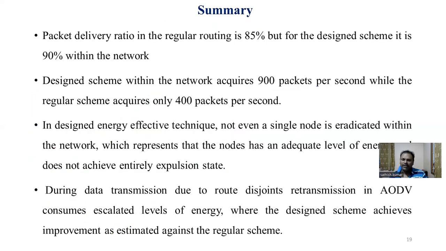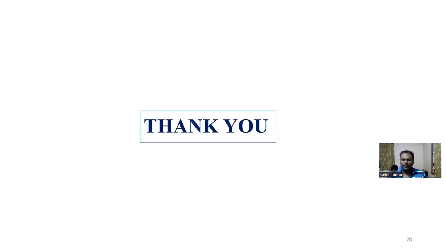In summary, the packet delivery ratio in regular routing is 85%, but for the designed scheme it is 90%. The designed scheme acquires 900 packets per second, while the regular scheme acquires 400 packets per second. In the designed technique, not even a single node is exhausted in the network. It maintains the energy level and does not reach a complete failure state. During transmissions, due to network route disjoint transmissions, AODV consumes escalated levels of energy, whereas the designed scheme achieves improvement compared to the regular scheme. So that's all about the energy efficient routing scheme. Thank you.